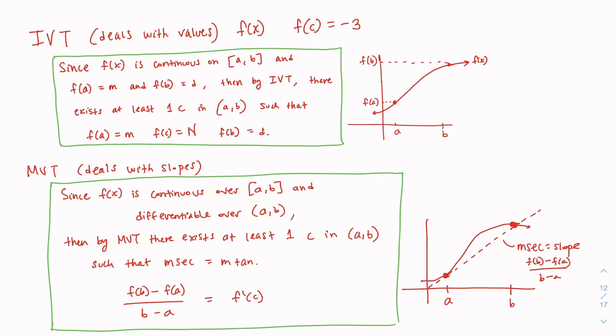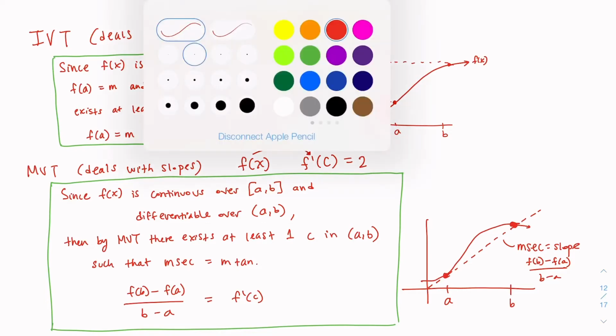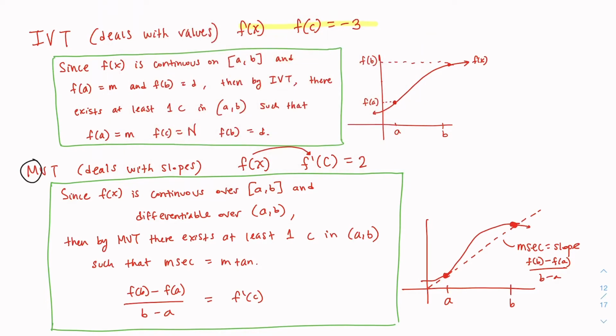Whereas the IVT deals with values, the MVT deals with slopes. So if they give us f of x, they might ask us to find where the slope equals 2 or where the slope equals negative 3. So whenever we're dealing with slopes, given f and we're going to f prime, that's when we use the MVT. And the way I remember this is M stands for slope.